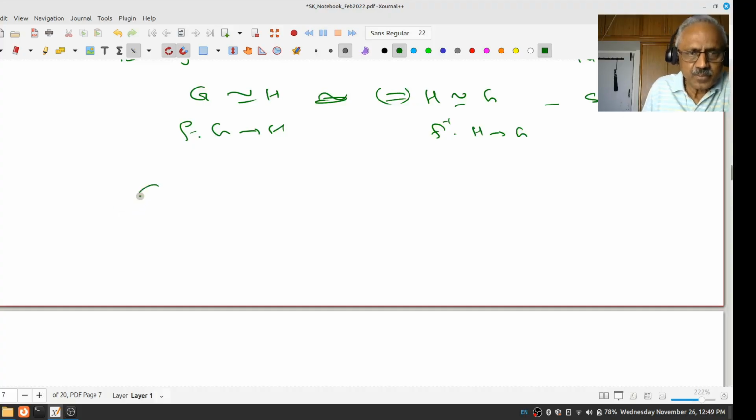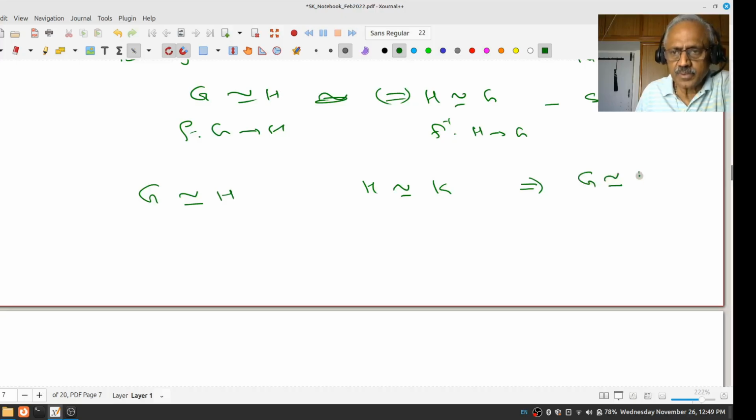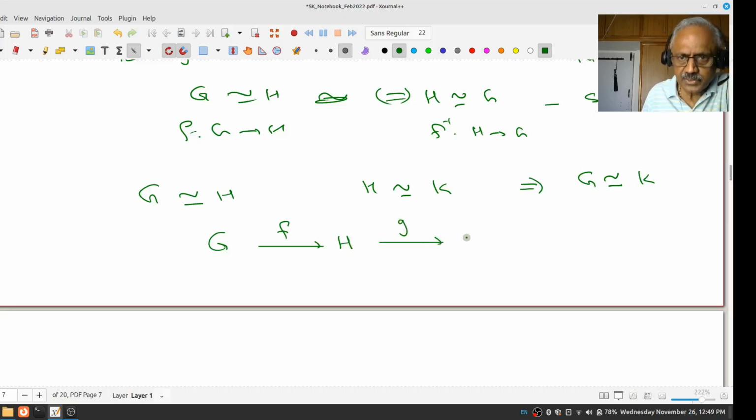And the next one, it is transitive. That is, suppose G is isomorphic to H and H is isomorphic to K, then we want to claim G is isomorphic to K. That is very easy. There is a bijective map f from G to H and there is a bijective map g from H to K. These are isomorphisms. Therefore, g composite f is a bijection from G to K.